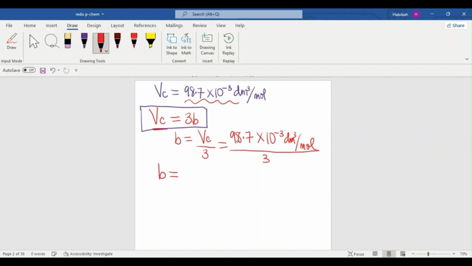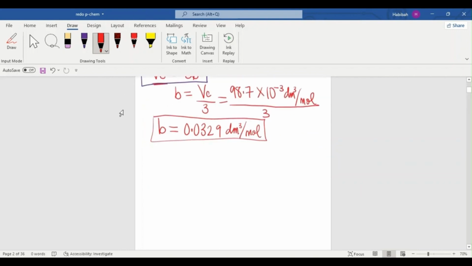So, anyways, you have 98.7 times 10 to the power negative 3 decimeter cube per mole. I apologize, not only for van der Waals gas, but whenever you're doing van der Waals gas, this is what you use. So 98.7 times 10 to the power negative 3 decimeter cube per mole divided by 3 will simply give you 0.0329 decimeter cube per mole. And this is basically the answer for B. So we've successfully found one of the parameters.